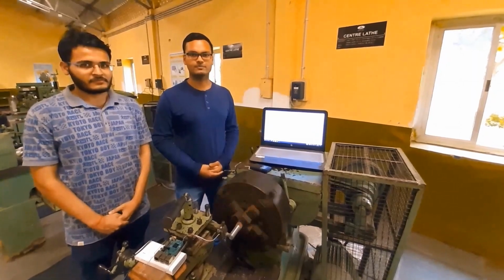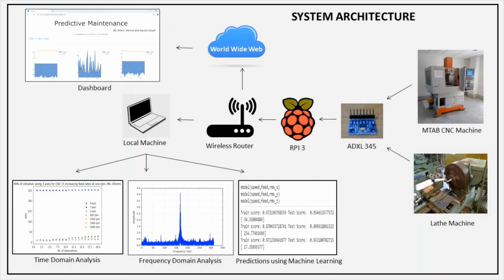This is the system architecture of our project. We performed experiments on two different machines. The first was a CNC machine. This is a triaxial CNC machine on which we performed milling operation for two different jobs. The first job was made of aluminium and the next one of mild steel. The cutting tool was made of high-speed steel.